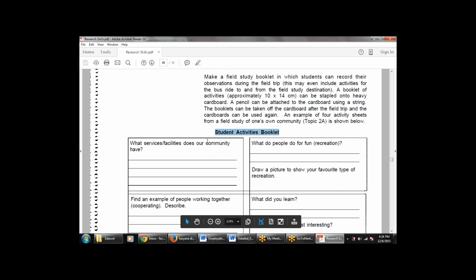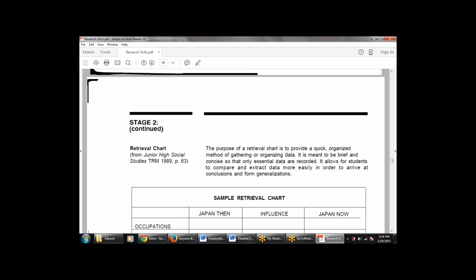This is one of the examples of the student activities booklet. So that includes what services our community has. Then find an example of people that is used in this one. So one is the interview, one is the field study. The next, the third part, is the retrieval chart.